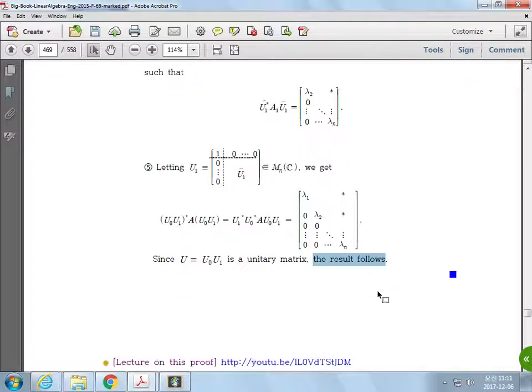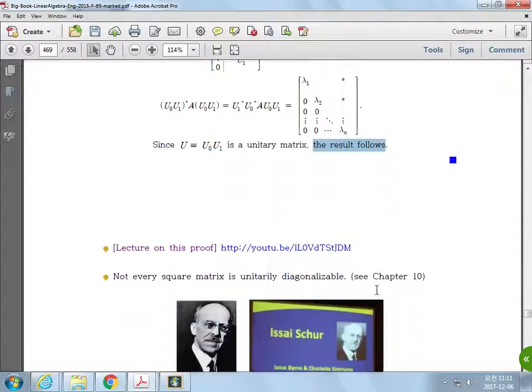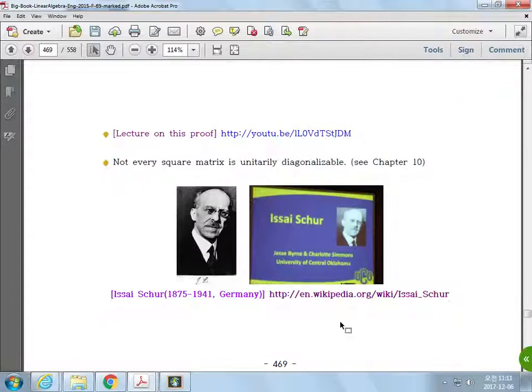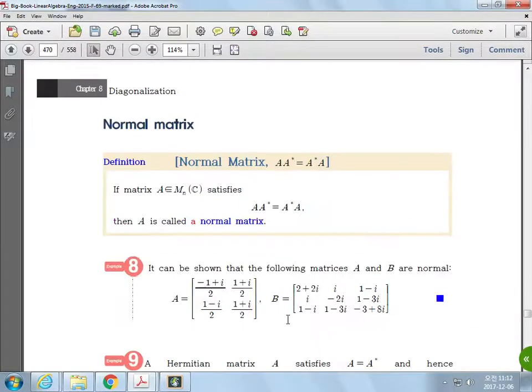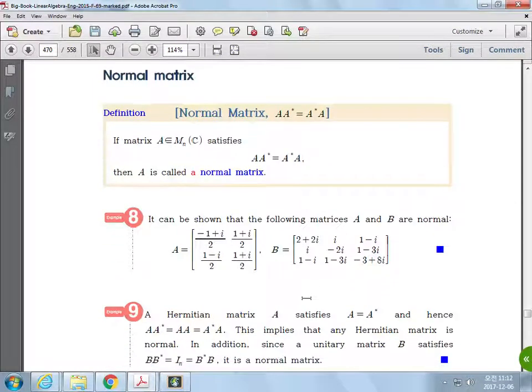That's it. So now with this theorem, which was proved by Isaiah Schur, whenever you have any matrix, you can find a unitarily similar upper triangular matrix, and then you can start with that upper triangular matrix whose main diagonal entries are eigenvalues. That's the contribution of Isaiah Schur.